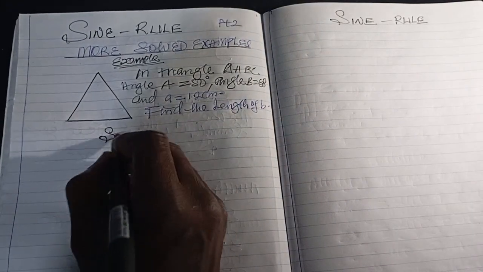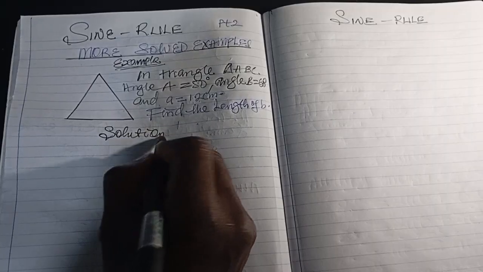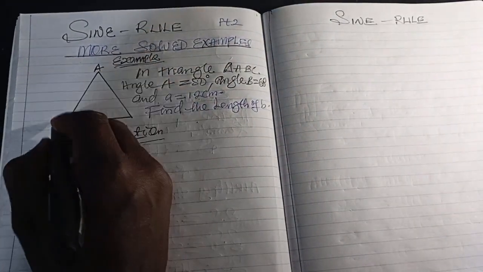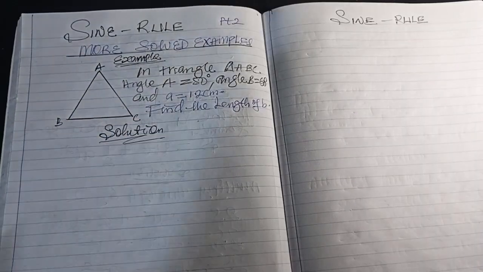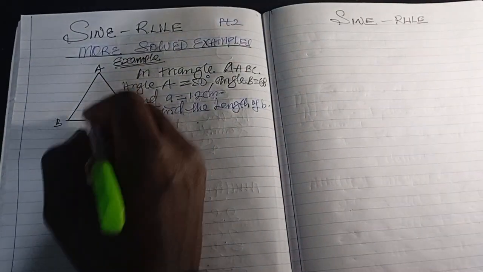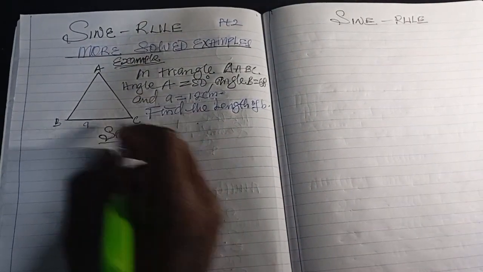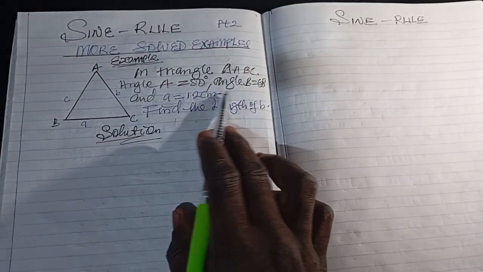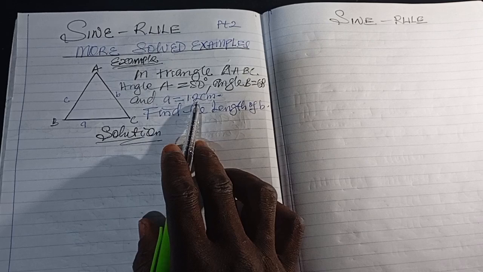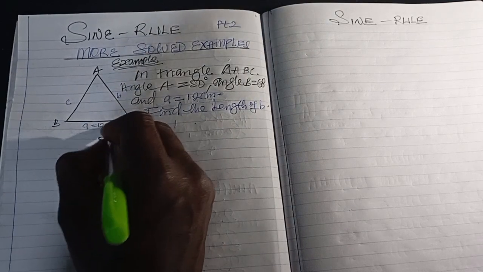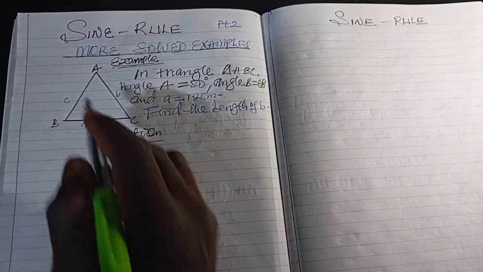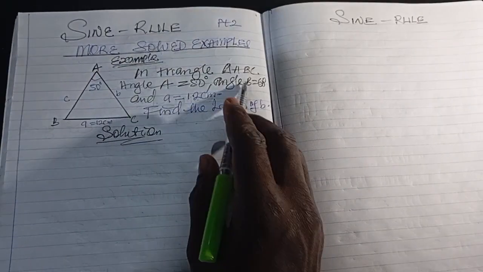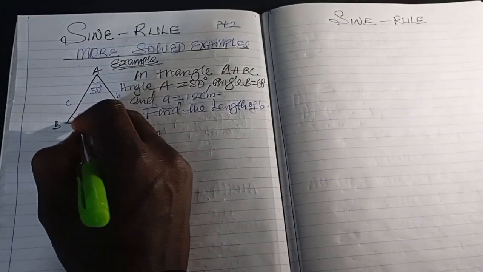Solution. Let this be our triangle, so we can have A, B, and C. So this side now will be our a, this side will be our c, and this side will be our b. Okay, so we're given a is 12 cm, so this is 12 cm. Then angle A is 50 degrees, and then angle B is 60 degrees.